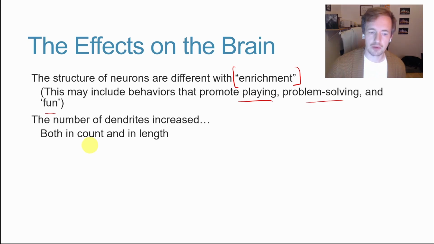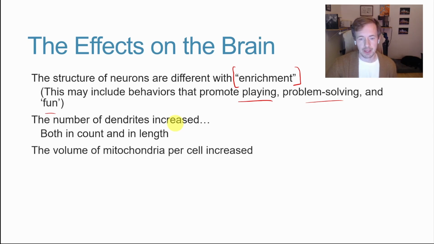And why is that important? Because dendrites are the part of the neuron that is looking for incoming neurotransmitters. It also results in a larger volume of the mitochondria in each cell as well. So you remember the mitochondria, right? You remember that from high school. It's the powerhouse of the cell.